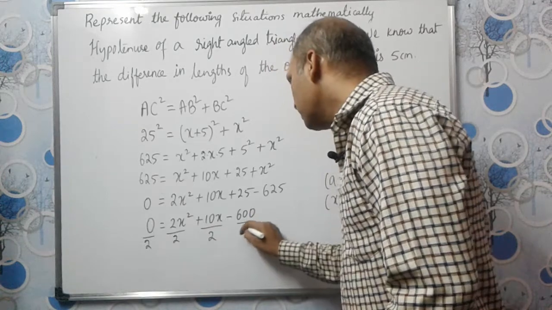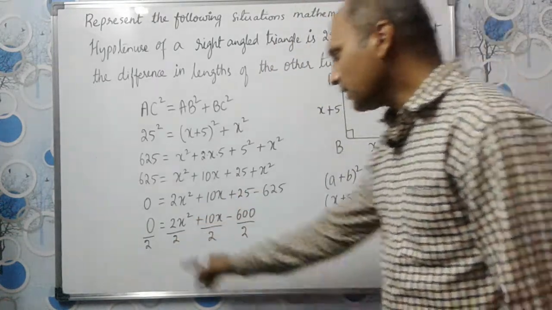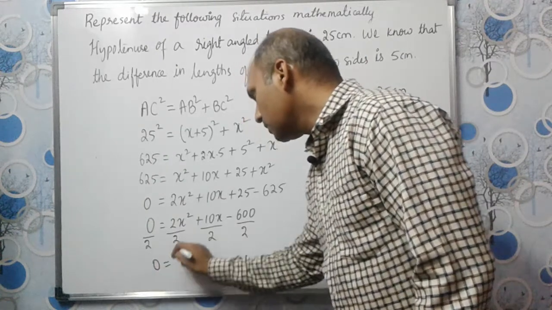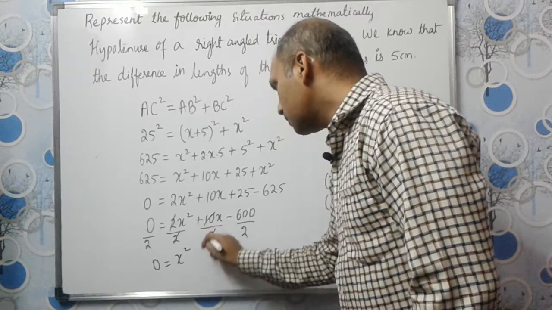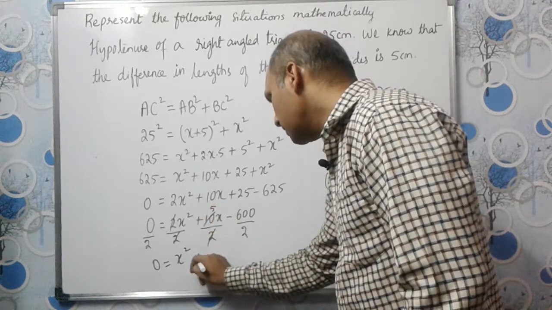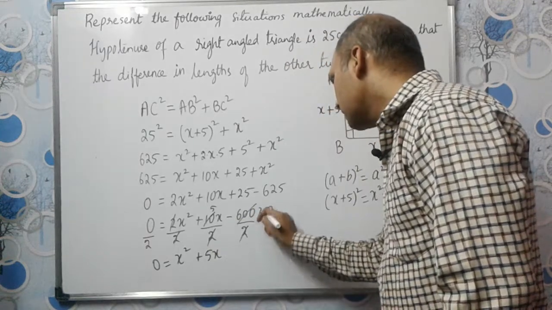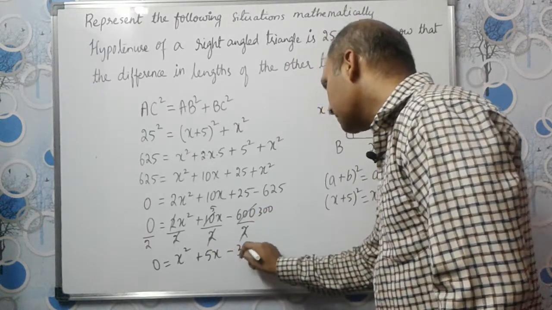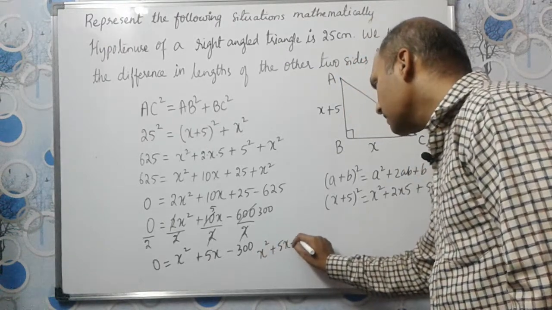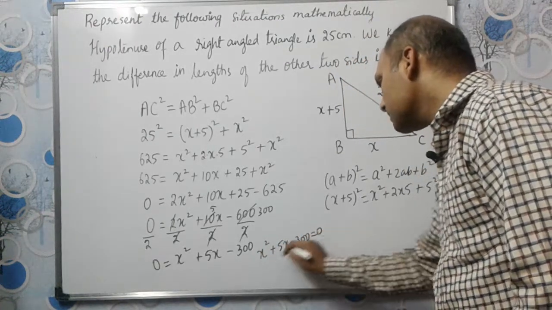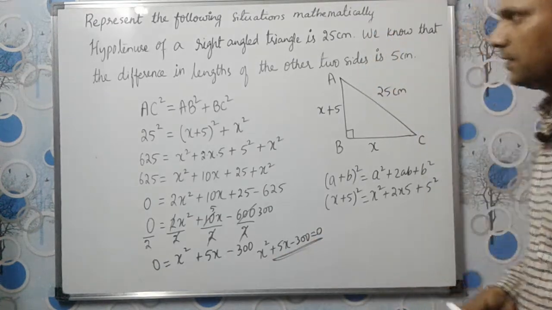See, our aim should be to write the equations in the simplest form. So 0 by 2 is how much? 0. Okay, this 2 and this 2 will get cancelled. We'll have x square here. 2 1s are 2, 5s are, right? So this will be plus 5x, and here it will be 300. So minus 300. Or you can write this as x square plus 5x minus 300 is equal to 0. This is the required equation.